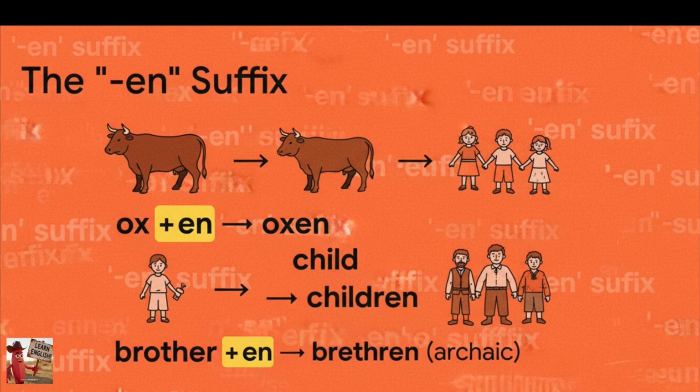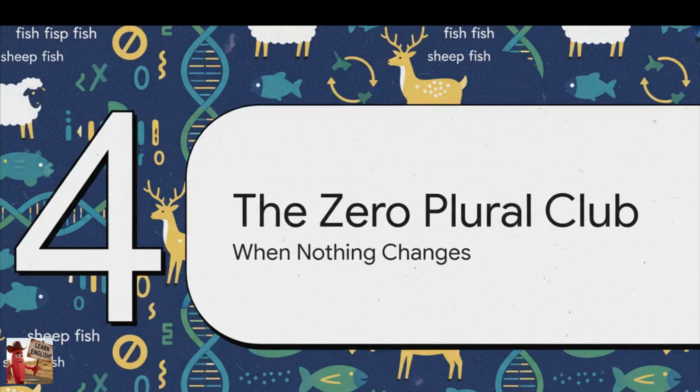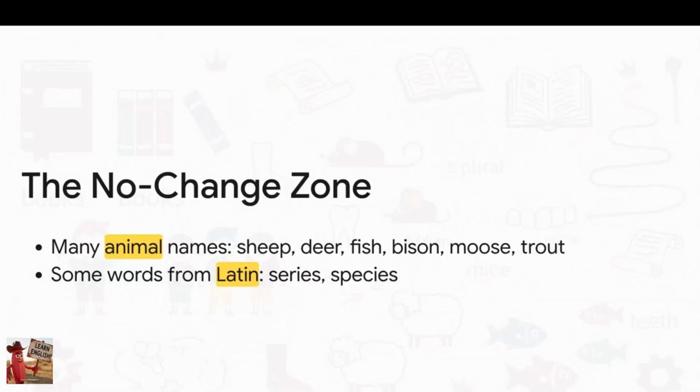You also see it in brethren, but that one's a bit more old-fashioned, usually for formal groups or in church. Okay, let's peel back another layer of weirdness. There's this special club of words where the singular and the plural are exactly the same. No change at all. It's called a zero plural. It's a pretty strange club for sure, but a lot of words are members.